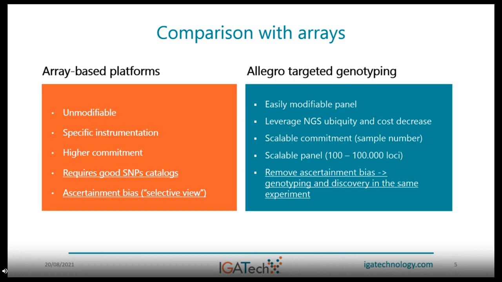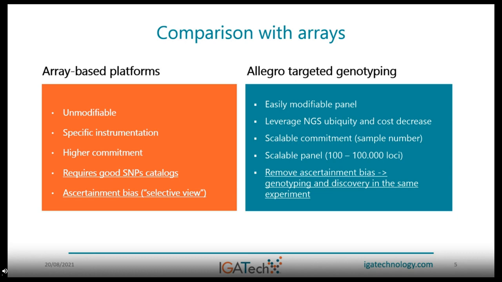Despite the robustness of array-based platforms, we can make a comparison in favor of sequencing-based genotyping by several aspects. Array-based platforms are unmodifiable arrays, so once the array is designed and manufactured, it's very hard to implement additional markers or scale up and down the number of assayed polymorphisms. It does require a specific instrumentation to be read out, and it also asks for a higher commitment in terms of sample number when the array is designed from scratch.